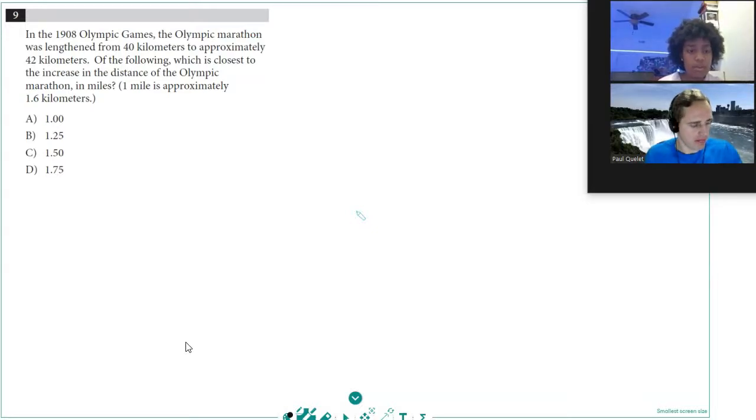It's asking for in miles. So at first what I was going to do, I was just like, why can't I add 1.6 plus 1.6? But I don't think it works that way. So actually, I'm doing the conversion on the notebook, because I have my notebook right here.